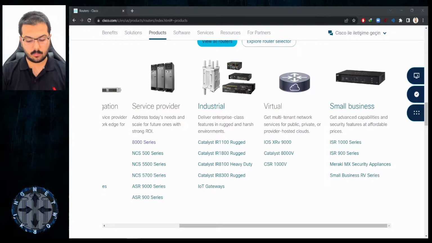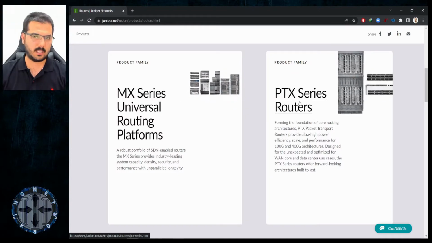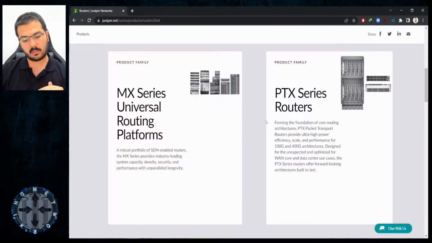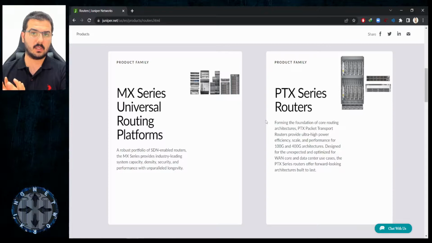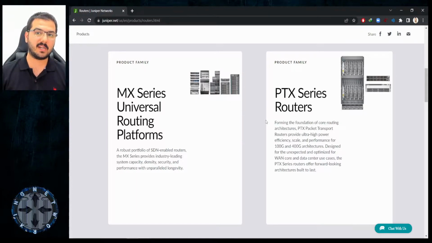If I went to Juniper and typed Juniper routers, I will show you that with Juniper it will be a little bit simpler. Why? Because when it comes to routers with Juniper, it's not really that many. It's either MX or PTX. MX starts from the smallest to the largest size of routers, and PTX also starts from smallest to largest. But when we go to specifications and pricing, you will understand that PTX is much more expensive compared to MX. Why? Because MX is kind of the ISR, ASR of Cisco, while PTX compares with the NCS and ASR 9000 of Cisco.